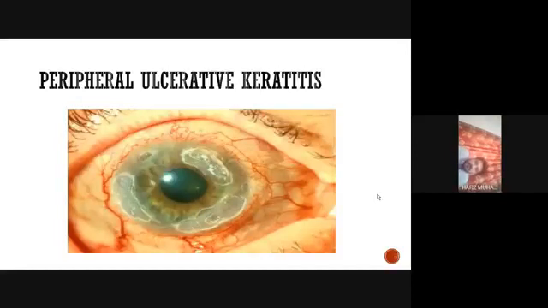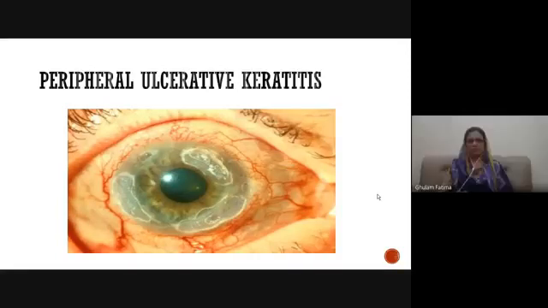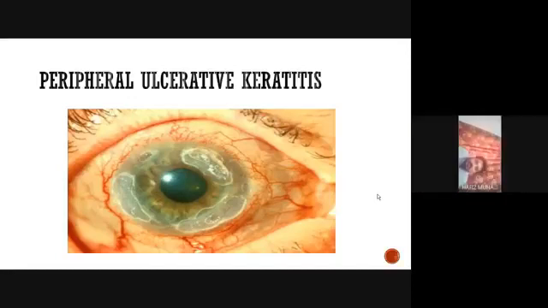In this diagram, you can see peripheral ulcerative keratitis, which is also known as peripheral corneal ulceration, a disorder consisting of a crescent-shaped destructive inflammation at the margin of the corneal stroma. Next, please.